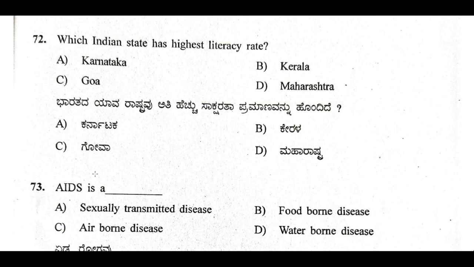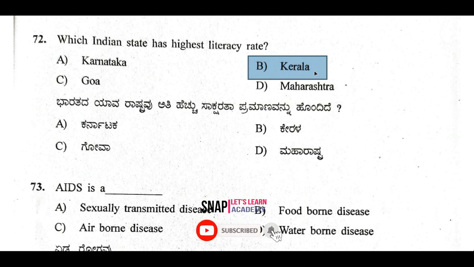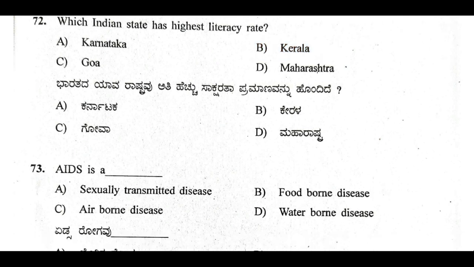Again, this literacy rate we find the highest in Kerala. So Kerala state is the right option, option B, because it is the most literate state in India, with the highest literacy rate of 94%. And the lowest rate in India is Andhra Pradesh, which has the lowest literacy rate of 66.4% according to the National Statistical Office. So for this 72nd question, the right answer is option B, Kerala.